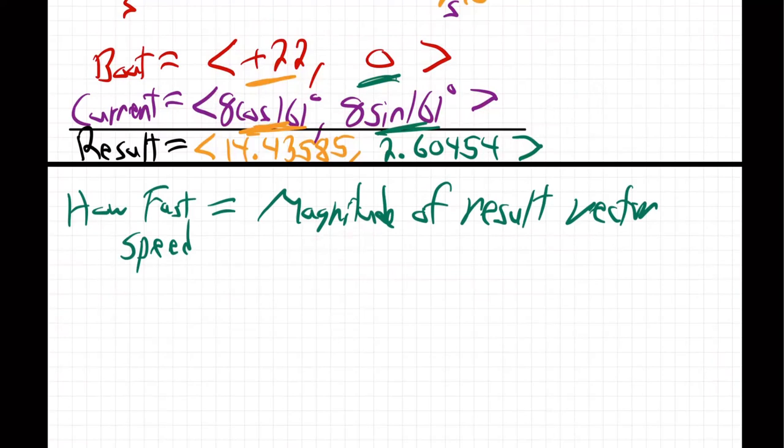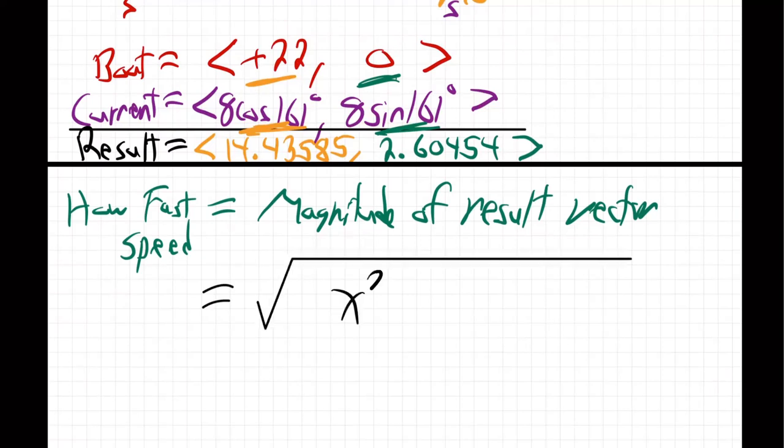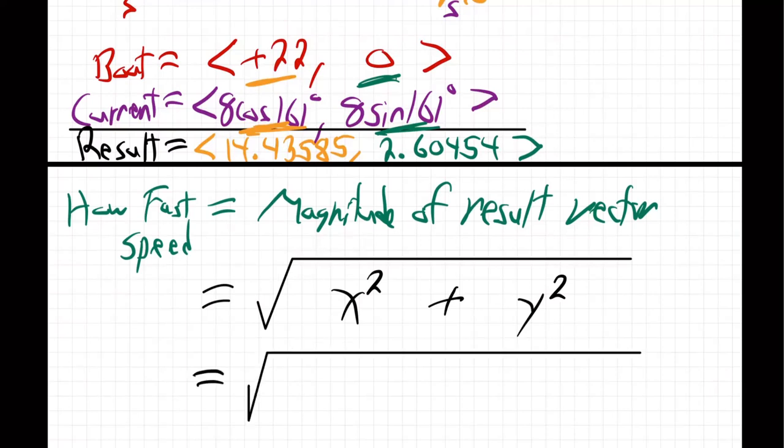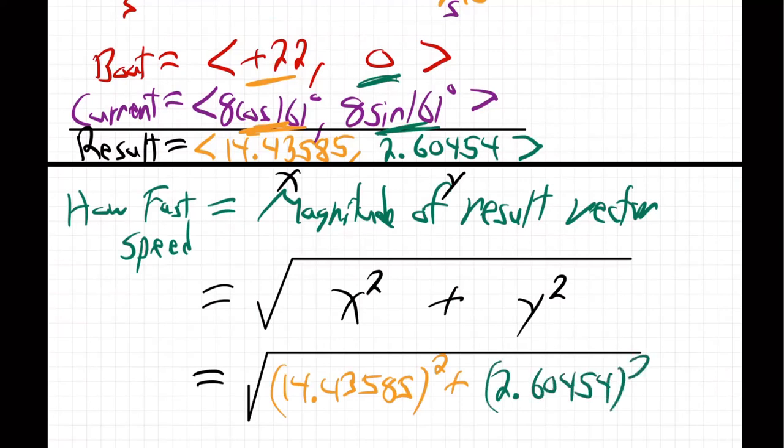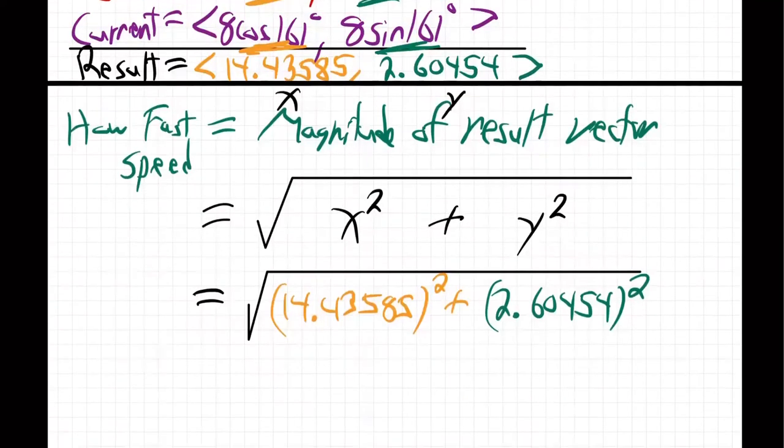And so you know how to do magnitude, right? Remember, formula for that, square root of x squared plus y squared. Remember from the notes. So what is x? This is x. This is y. So it's 14.43585 squared plus, and what is y? 2.60454 squared. And so let's do that.